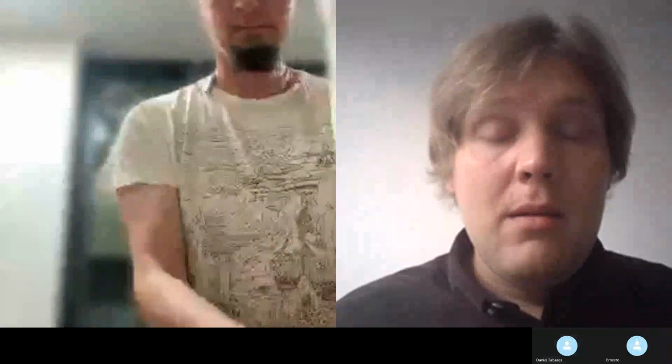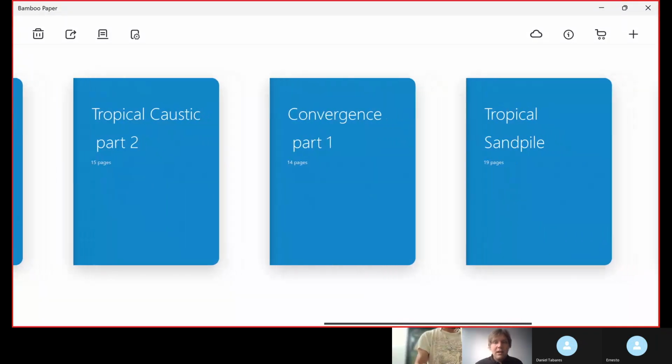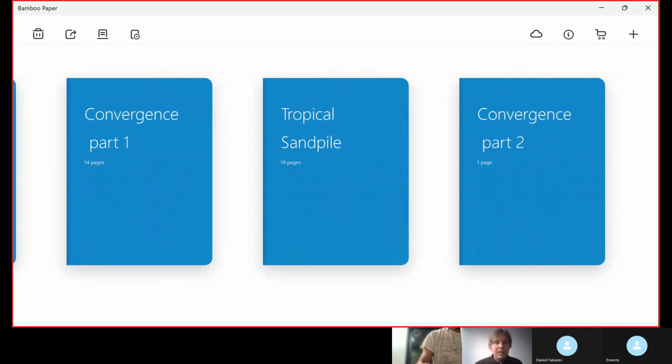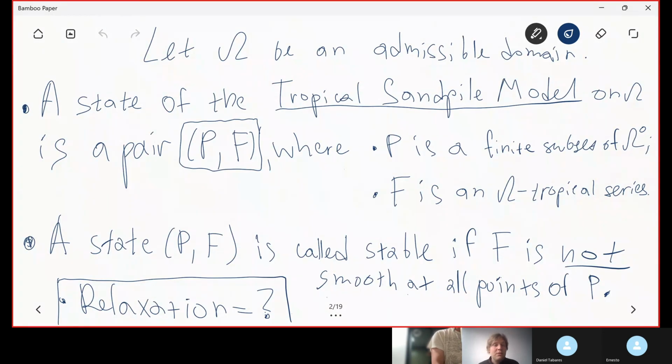So today we have our seventh talk, which is called the Tropical Sandpile model. So probably it's going to be one of the soft talks. I will not prove anything today. I hesitated whether to prove some hard results that we need for establishing the scaling limit convergence theorem. But I decided not to.